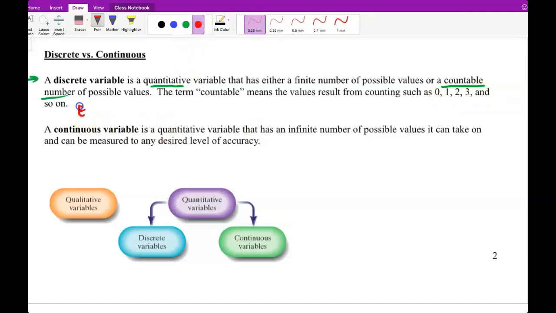Example, I can have points in a game. Another one, number of cars. So here we have points, we're able to count them, and here is number of cars, again countable.